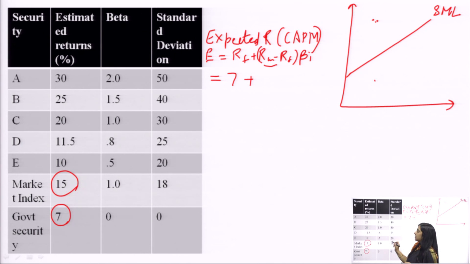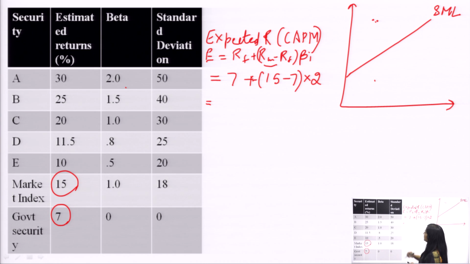We have to take the return values as they are, which means we do not have to divide by 100, because the values are given in percentage. We have to take them in percentage only, because the answer would also be in percentage. So, we will take 7, and this RM is equal to 15, so 15 minus 7, and what is the value of beta of security A? It is equal to 2. So, we will multiply it by 2.